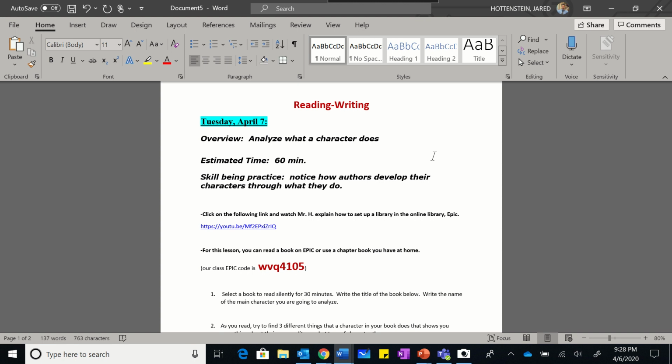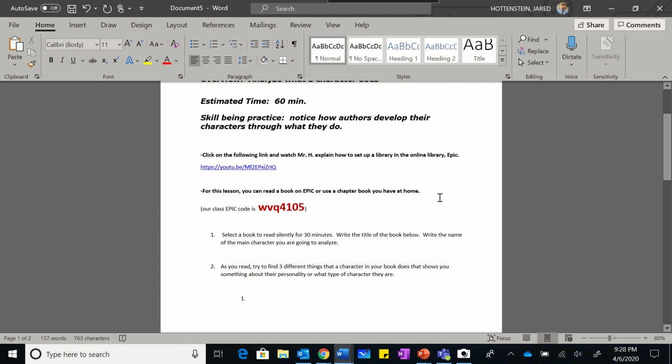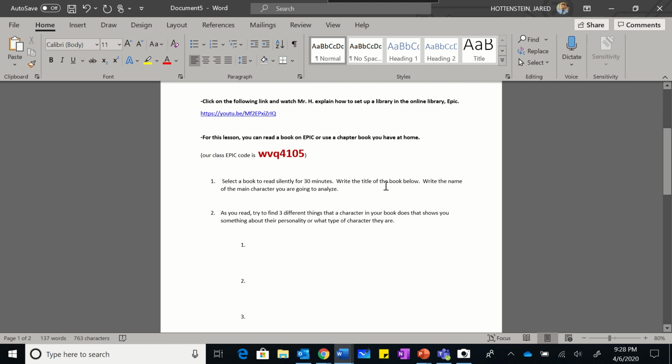I call it reading with a writer's eye because we're integrating reading and writing together. We're going to do a little character study. It should take you about 60 minutes for this. And I want you to work on noticing how authors develop their characters through what they do. We're going to talk a little bit about that, but basically, you're going to be picking a book to read, whether it's on Epic or your own book that you have at home. A chapter book is preferable. And then you're going to be looking at and analyzing characters in that story.